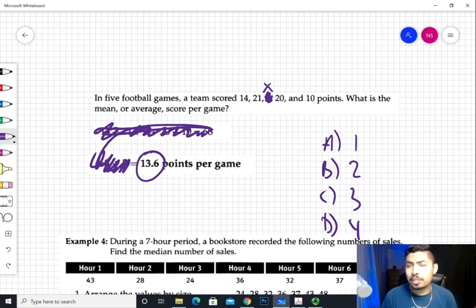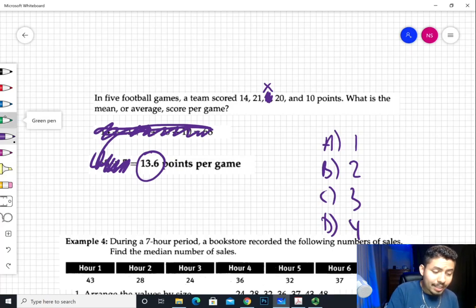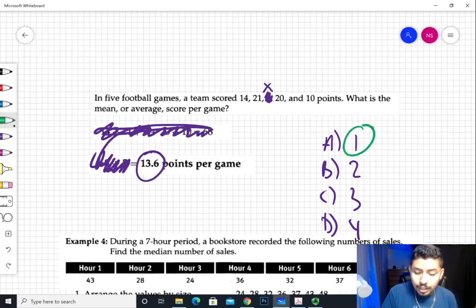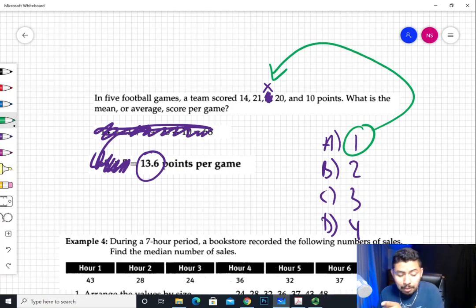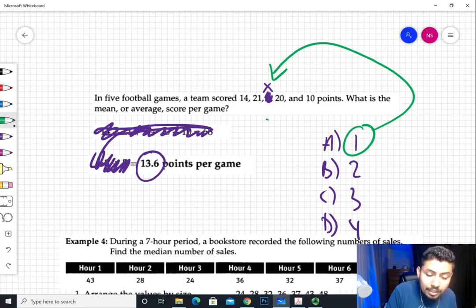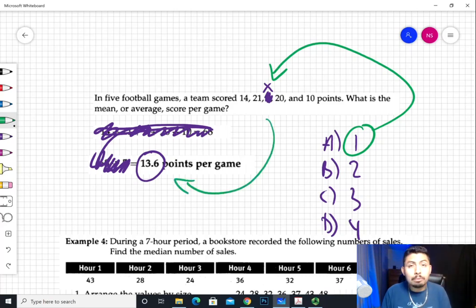So, if you have multiple choice options, use it to your advantage. Go through each one. Yeah, that's right. Get your 1, put it into your data set, add all of them up, divide them by 5 because there's 5 numbers, and what you're hoping you get is the answer 13.6, which is the one that they gave us. When you put 1 in, it ain't going to give you the correct answer, obviously. So then you move on.